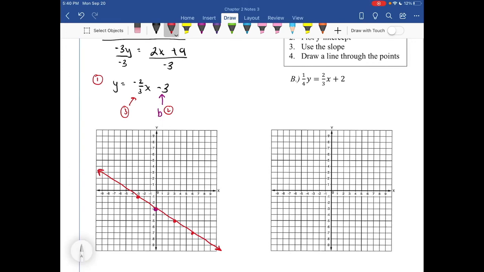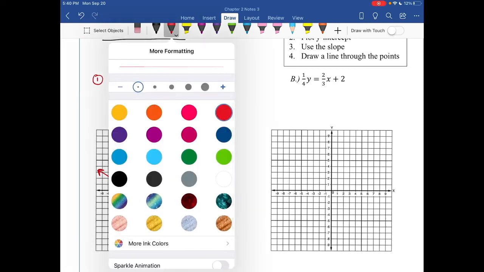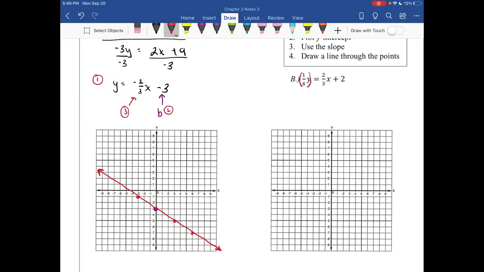Moving on to B, same steps. First thing we need to do is put it in slope-intercept form. Now we need to get y all by itself, so we're going to want to multiply both sides of the equation by the reciprocal, which is 4/1. Make sure you do it to everything on the right-hand side. So the fraction cancels out, and we're left with y equals, make sure you distribute the 4 to both terms. So that's going to give us now a slope of 8/3 x plus 8.